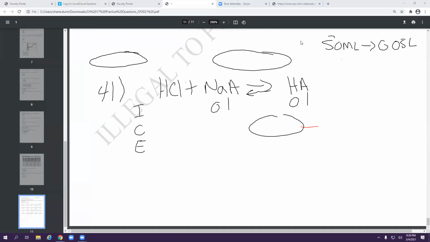0.05 liters. 0.05 times 0.2 big M will give you 0.1 moles. That's what you'll get for the moles of those guys.